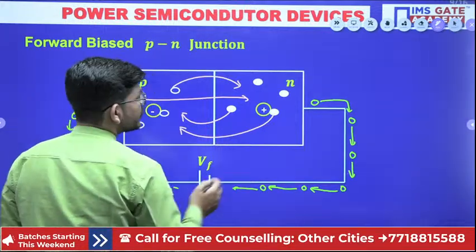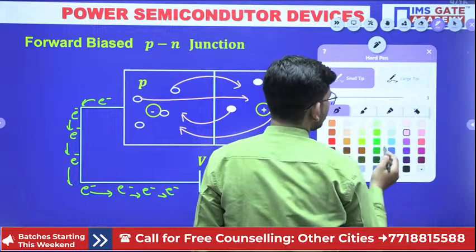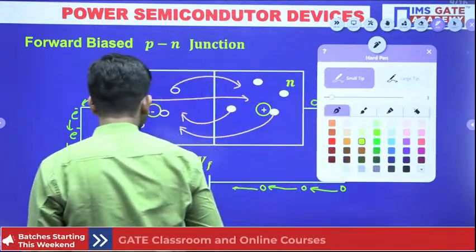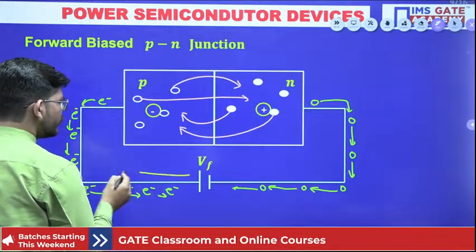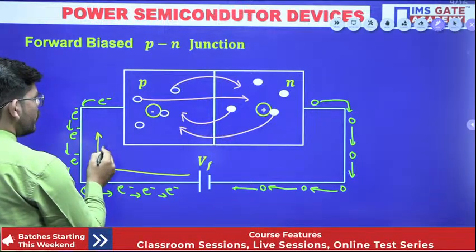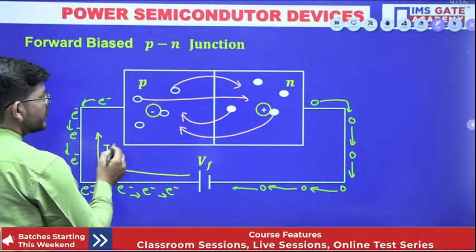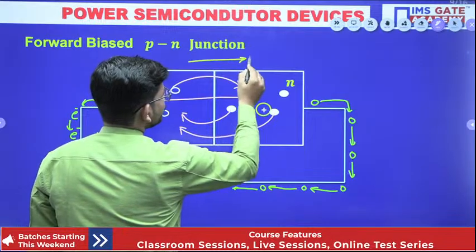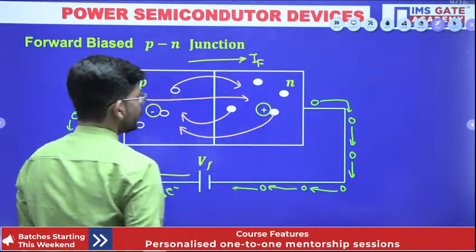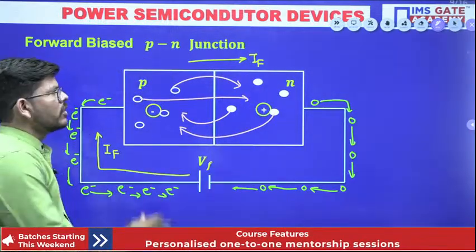So you can see here the electrons are flowing towards the positive terminal of the battery. So the direction of current will be opposite to the direction of electron flow. So this is how the forward current will be flowing across this junction.